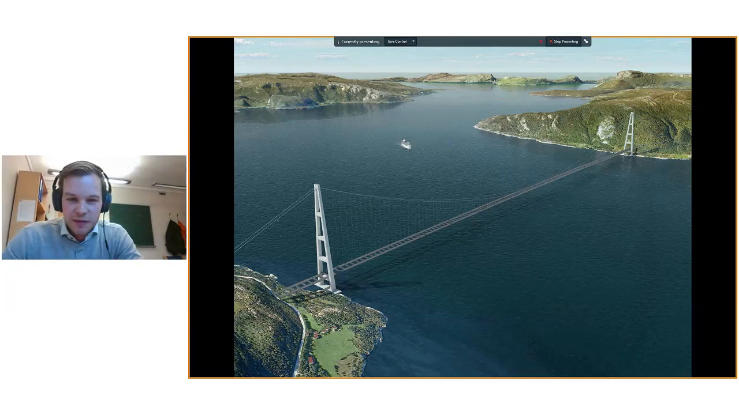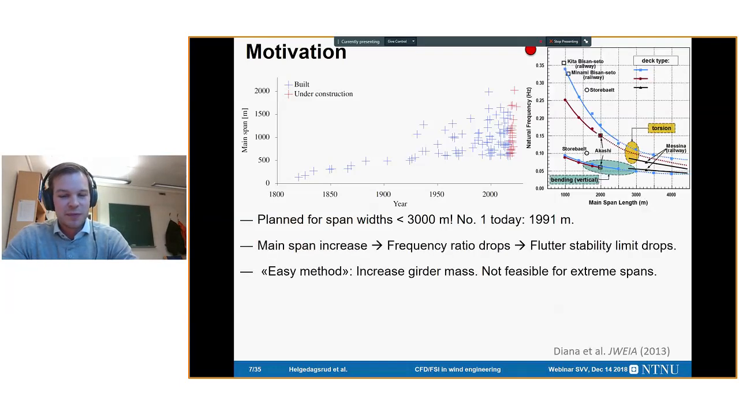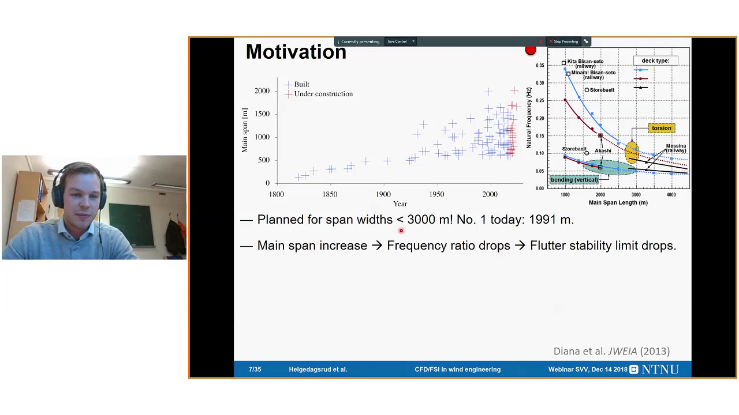I think this graph presents the scope of the challenge and ambition, because here we have the historical view of the main span length, and we aim up here. That's a giant leap for engineering. One of the problems with increasing the main span is that the frequency ratio between torsion and heaving tends to drop, and that also seems to be the main driver for reducing the flutter stability limit.